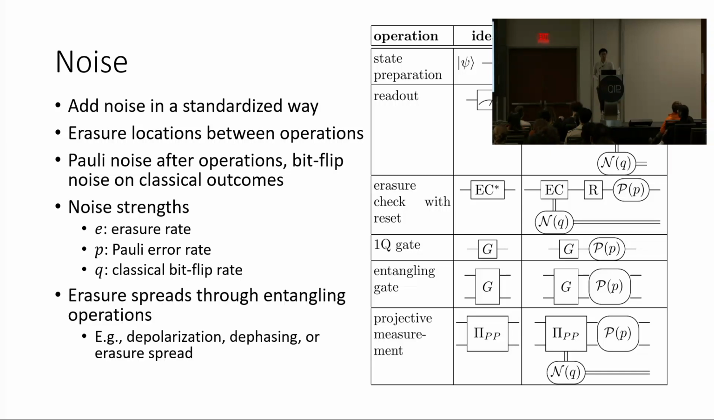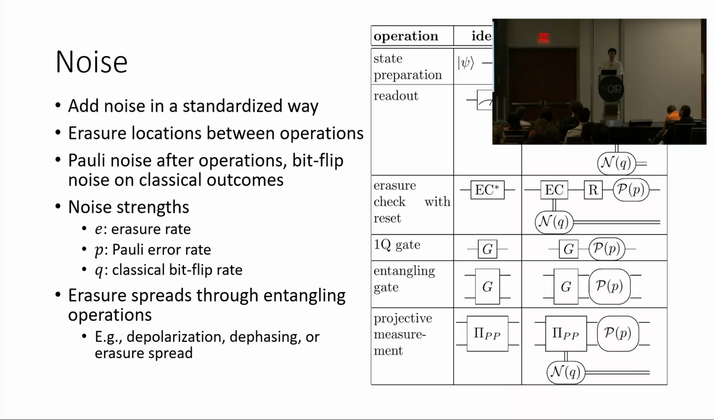Okay, there's actually one more ingredient that we need to specify when working with erasure circuits, and that's how erasure spreads through entangling operations. So if we're just dealing with stabilizer circuits, we know exactly how Pauli noise spreads through Clifford gates. We just do the conjugation. But for erasure, we need to explicitly specify, and this would maybe depend on the hardware.